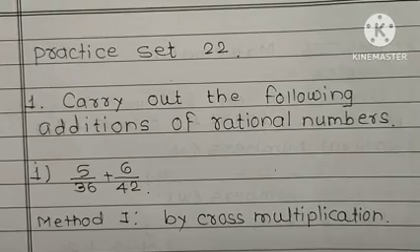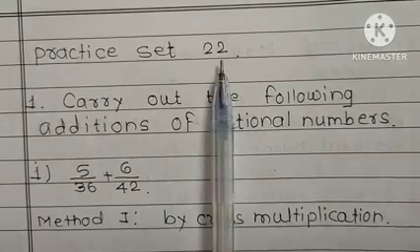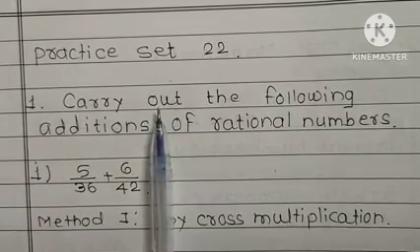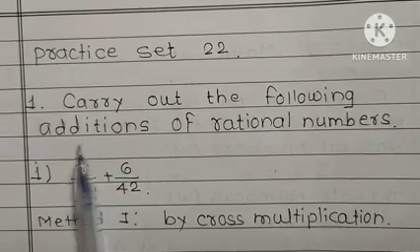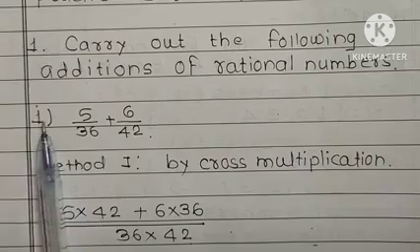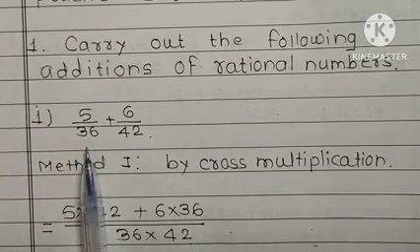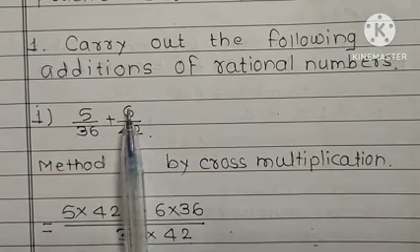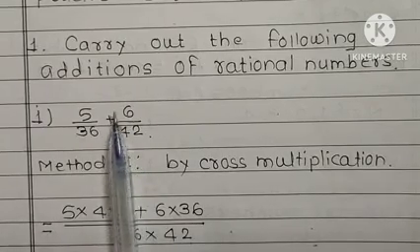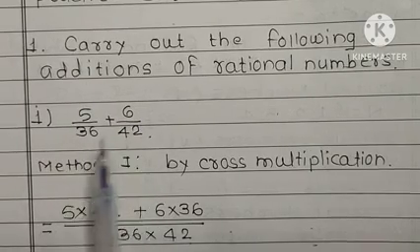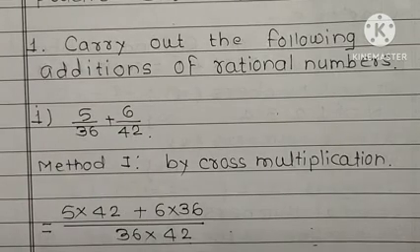Now let us start practice set 22. Example 1. Carry out the following additions of rational numbers. Number 1, 5 upon 36, this is a rational number, plus 6 upon 42, this is also a rational number. We have to take the addition of these two rational numbers.